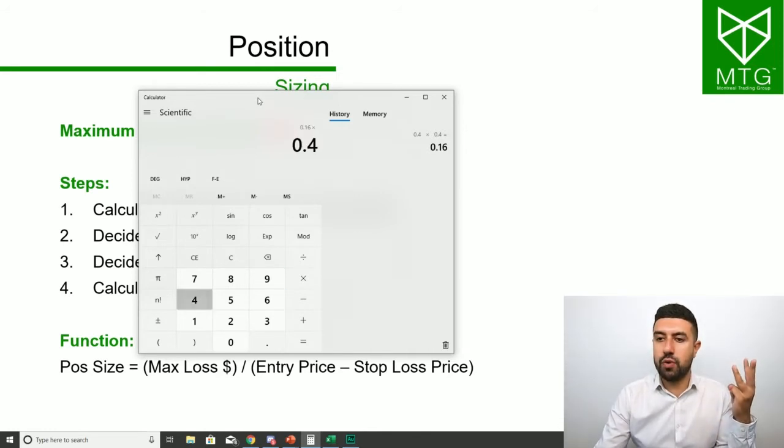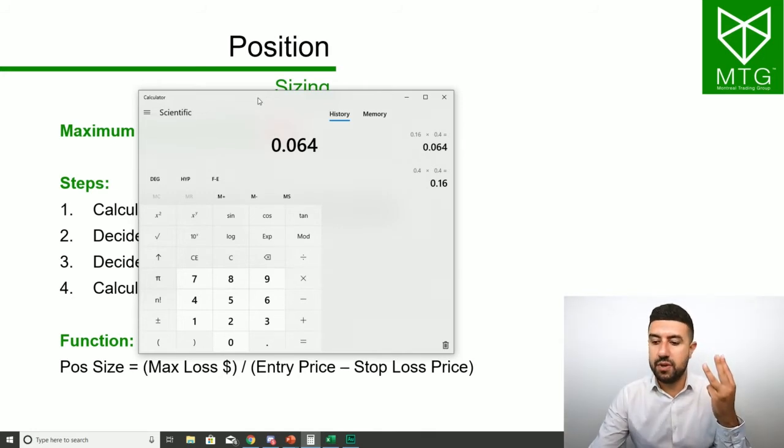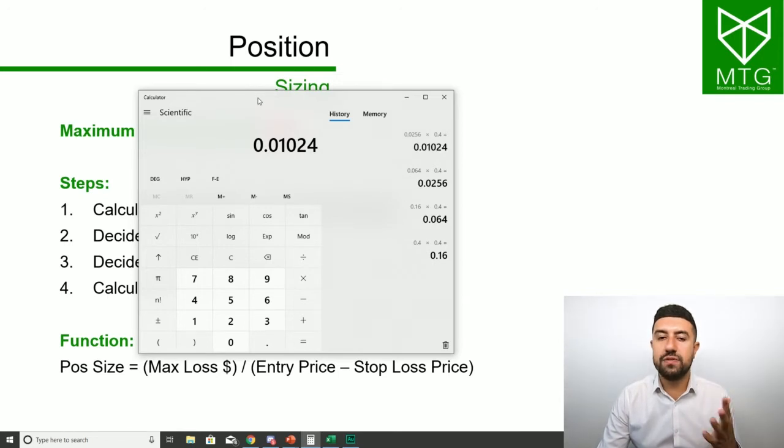Well, what's the chance of you losing a third time in a row? So times 0.4. Well, now we're at 6% chance of losing 3 trades in a row. 4 trades in a row. 5 trades in a row. So you have 1% chance of losing 5 trades in a row.